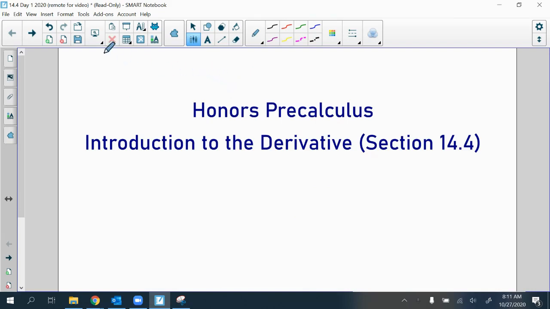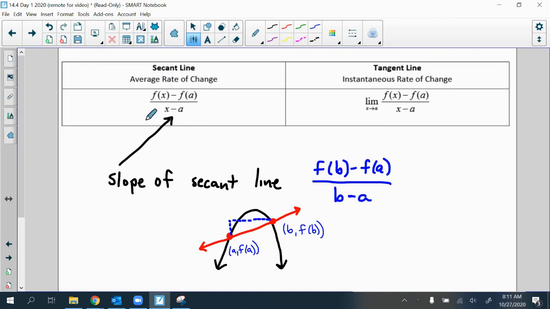This video is an introduction to the derivative. One thing that we may remember from previous classes is that the slope of a secant line of any particular function f of x is f of b minus f of a over b minus a.